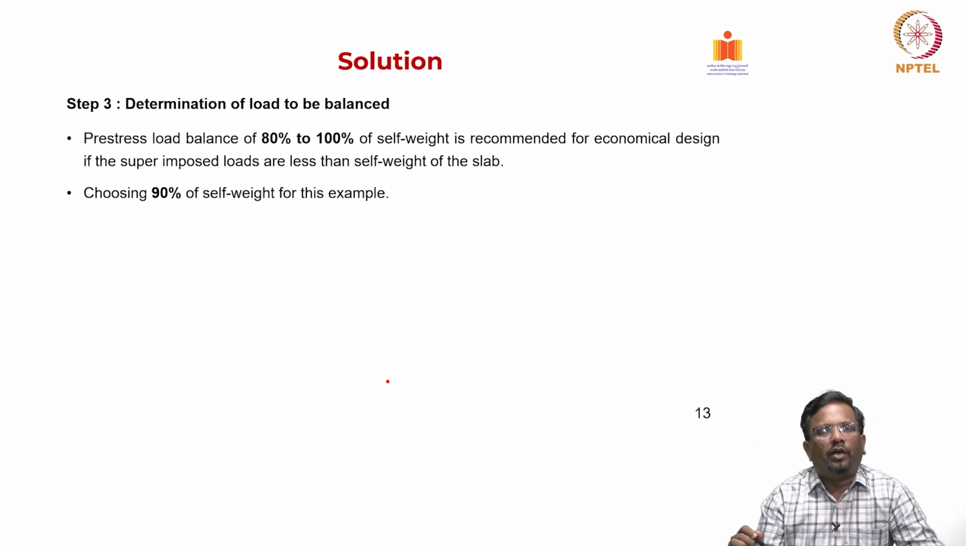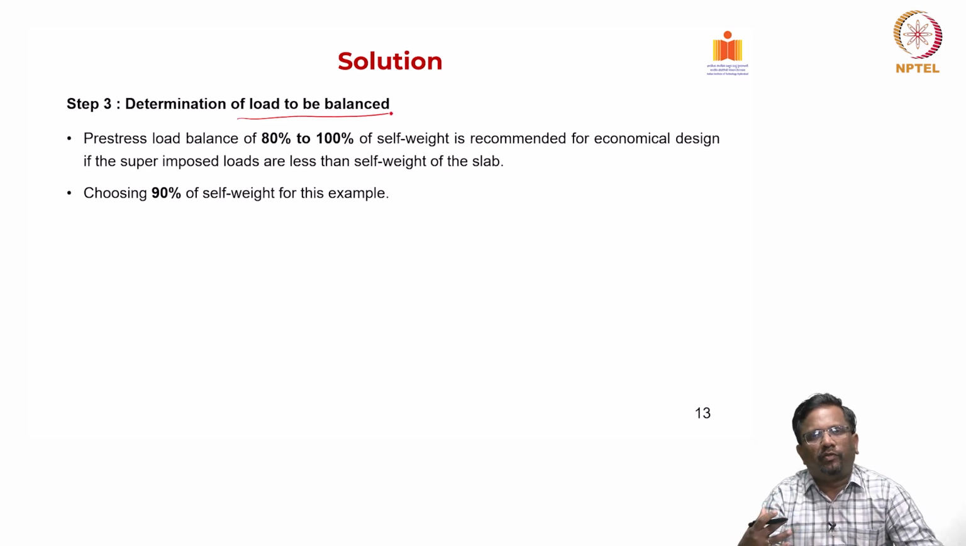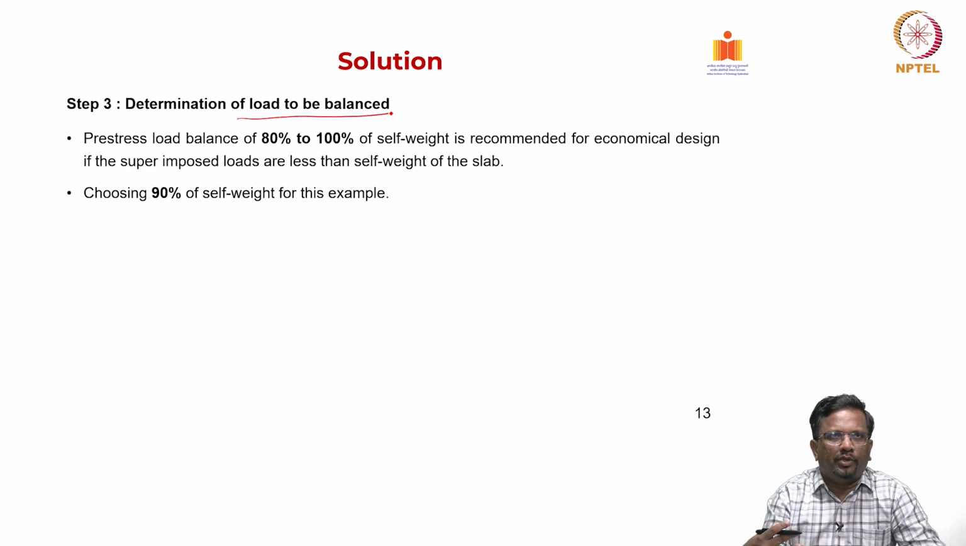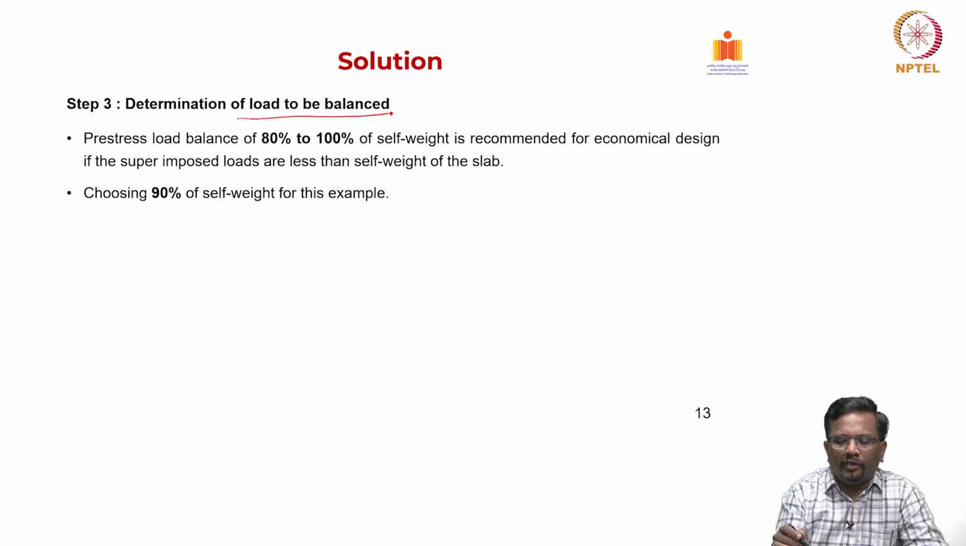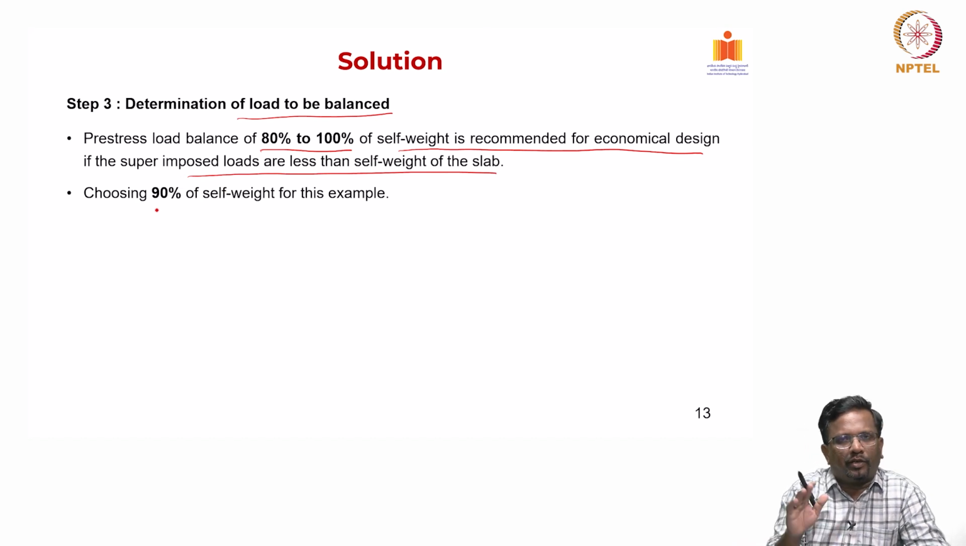So next, now that we have come up with the thickness of the slab, the next thing is how much we want to balance. As you have seen, the majority of the load comes from the dead load. So we try to balance 80 to 100% of the self weight for an economical design, so that the superimposed loads are less than the self weight of the slab. That is a typically acceptable range. So here we are trying to balance 90% of the self weight.